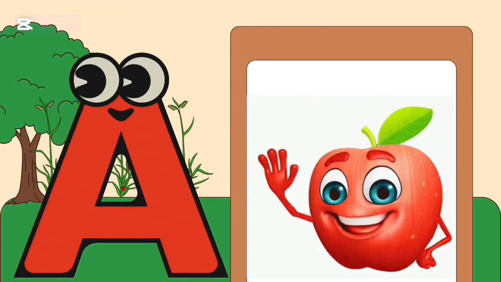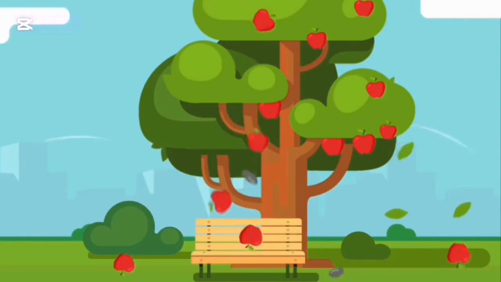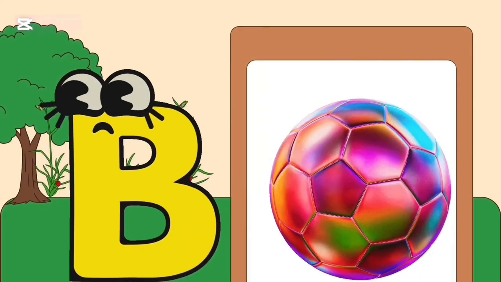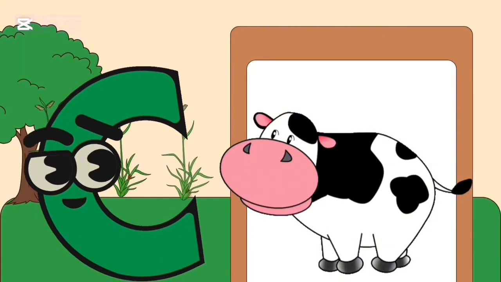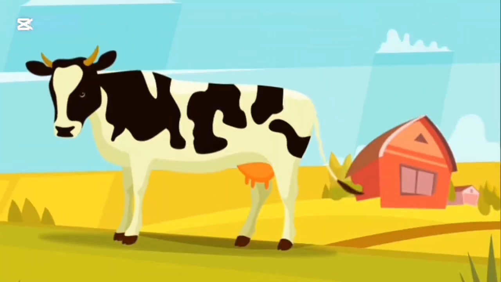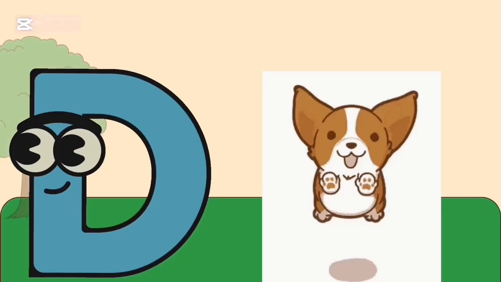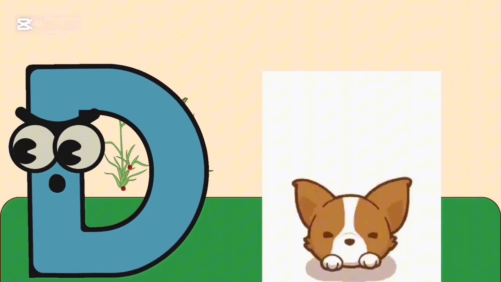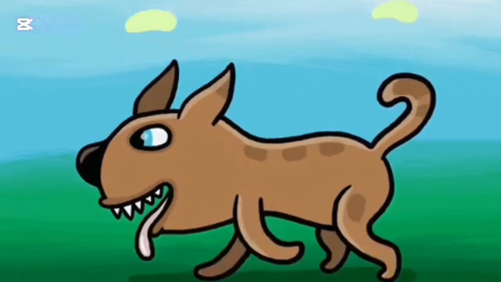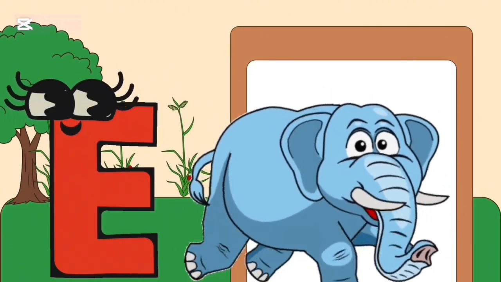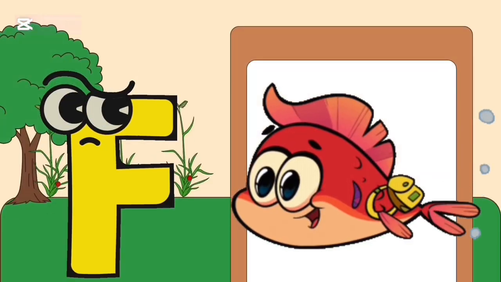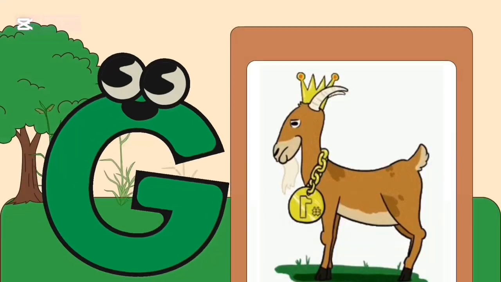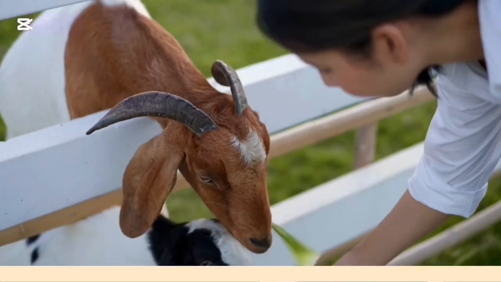A is for apple. Apple. B is for ball. Ball. C is for cow. Cow. D is for dog. Dog. E is for elephant. Elephant. F is for fish. Fish. G is for goat. Goat.